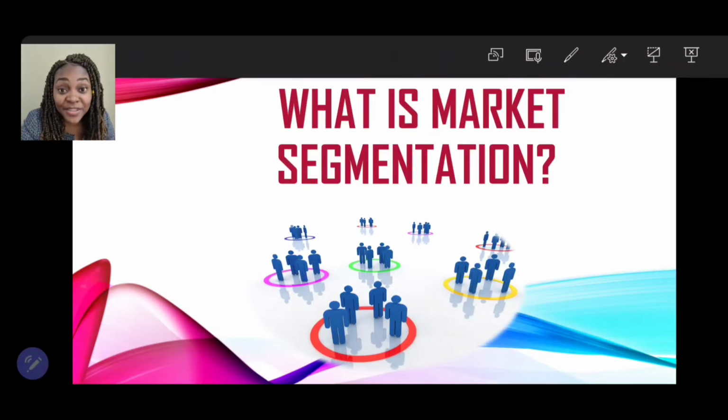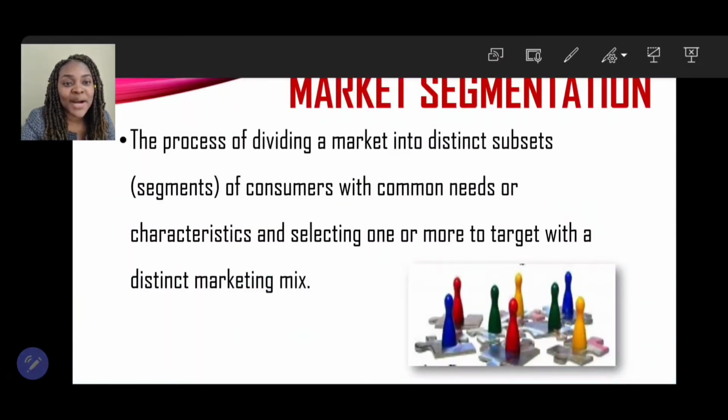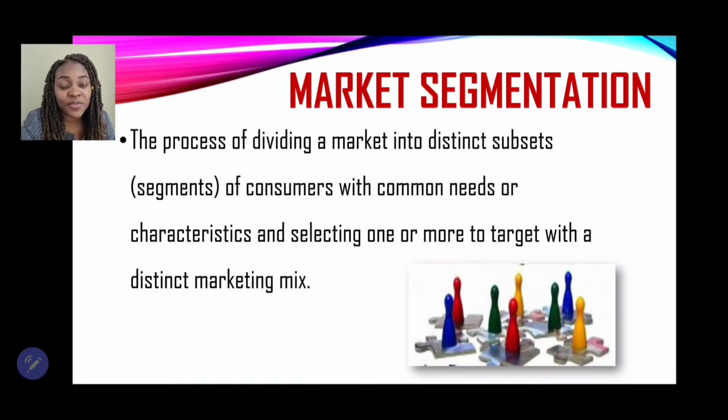Now, based on this diagram on your screen, you're seeing people, right? So you're seeing persons, and you notice that they're divided into groups, or we may say subsets, right? Now, are you getting a picture of what market segmentation is? All right, let's take a look. Market segmentation is a process of dividing a market into distinct subsets, or we may say segments, of consumers with common needs or characteristics, and selecting one or more to target with a distinct marketing mix.